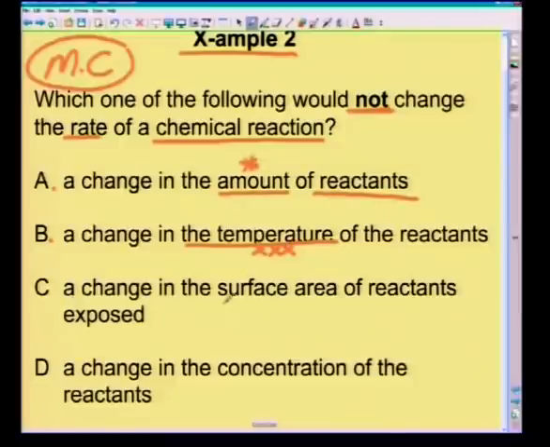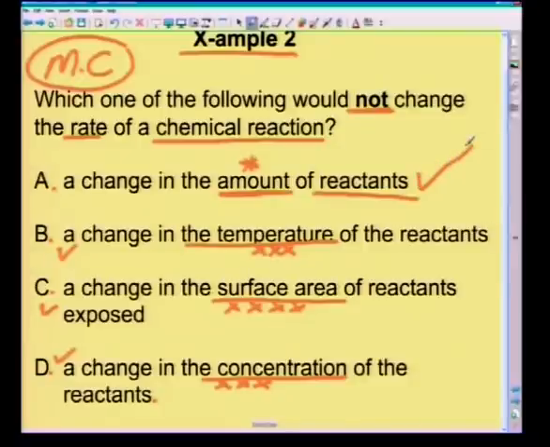C, a change in the surface area. Oh, definitely. This one changes the rate of reaction. And the last one, D, a change in the concentration. Oh, we have spoken about this one. Change in the concentration of the reactants. So B, C, and D, we have found all to be factors that will affect the rate of reaction. In other words, changing these will change the rate of reaction. But let's go back to A. Definitely this should be the answer that will not change the rate of reaction.